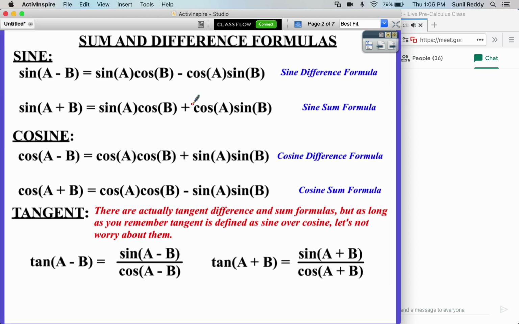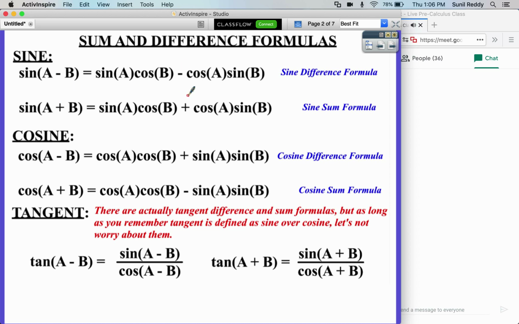For cosine formulas, instead of sine and cosines being multiplied and then added or subtracted, notice that we have two cosines and two sines being multiplied, and then we have the opposite operation in the middle. So for the cosine difference formula, we're actually adding the product of the two cosines and sines. And for the cosine sum formula, we're actually subtracting the product of the cosines and the sines. Whereas for the sine formulas, we're multiplying the different operations. So sine and cosine get multiplied together. And in the middle, we have the same sign for the operator. So the difference formula uses subtraction and the sum formula uses addition.